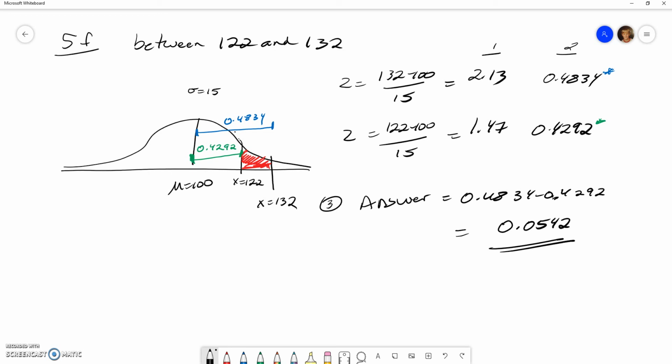So part F, the difference between E and F is that in F, the two x values were on the same side. So if they are on the same side, we're going to subtract larger minus smaller. If they are on opposite sides, as was 5E, we would add them together. So we will go on to part G of this question in the next video.